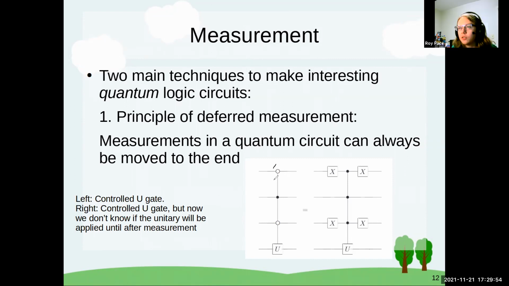Yeah, I think I just haven't seen this hollow circle before. So that's just the opposite of a control. Yeah, exactly. All right. Well, anyways, as you can see from the diagram, these two are equivalent.